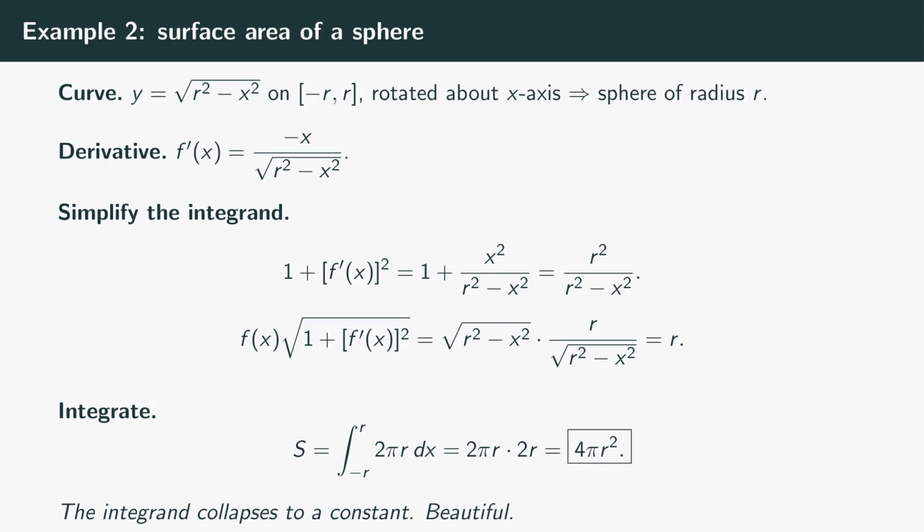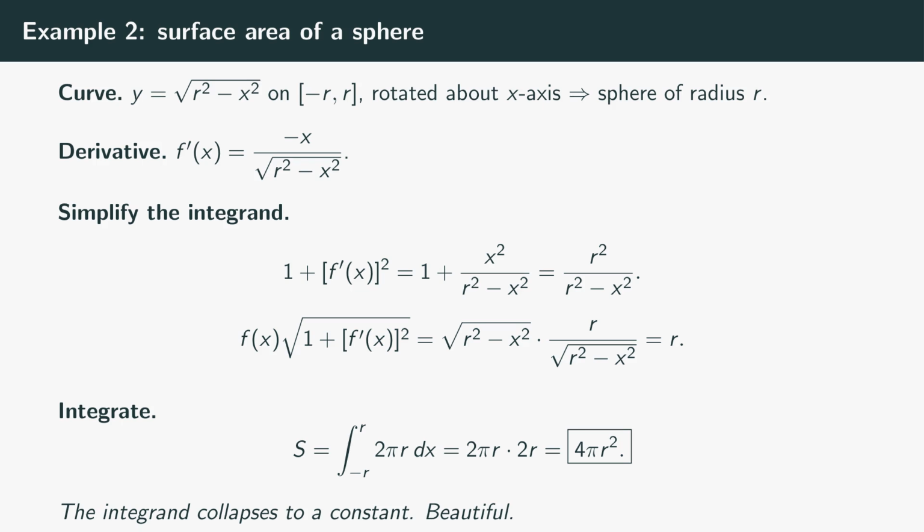Second worked example, and one of the most satisfying calculations in calculus. Rederive the surface area of a sphere. A sphere of radius r is the surface of revolution of the upper half circle y equals the square root of r squared minus x squared on the interval from minus r to r, rotated about the x-axis.